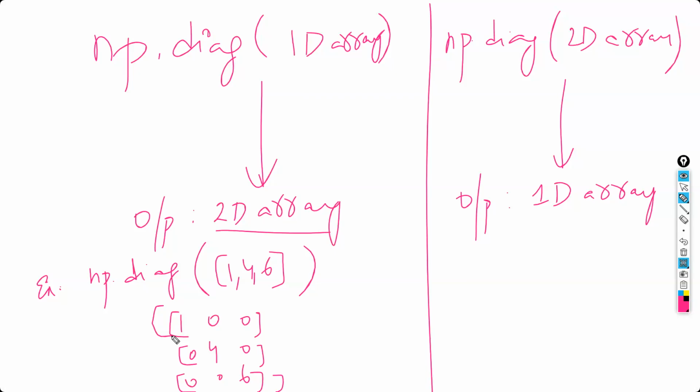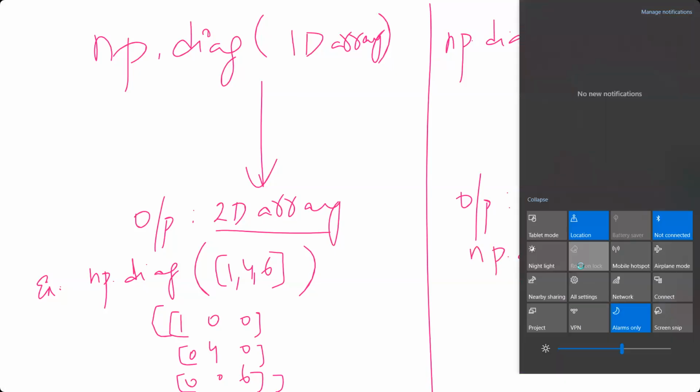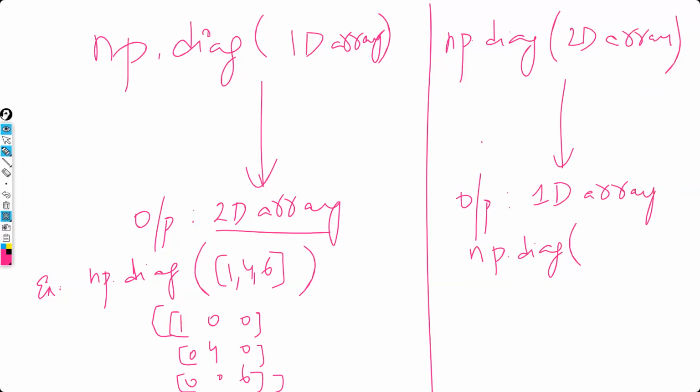Now, np.diag of 2D. I'm going to give a 2D array as input: 1, 2, 3 and the next row 4, 5, 6. Now in this 2D array, what is the output it is going to give? The diagonal values. What is the first row first value? 1. In the second row, what is the second value? 5. So it is going to select the 1 and 5 and give the output like this.